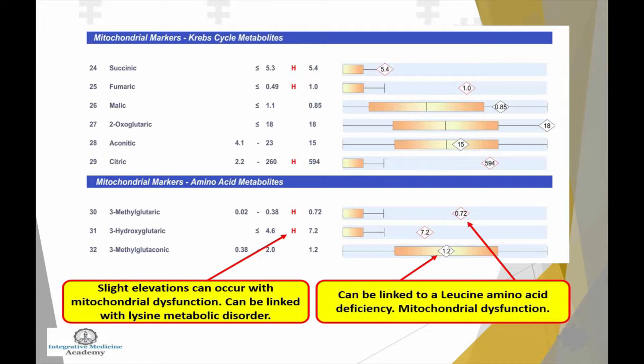In this particular example, we've got number 31, for example, 3-hydroxyglutaric. Again, the level is just mildly high. This certainly indicates mitochondrial dysfunction, but in extreme cases, when these levels get extremely high, okay, there might be some kind of lysine metabolic disorder. Okay, again, most of the time you're dealing with numbers that are fairly low. 30 and 32 could be linked to what's called a leucine amino acid deficiency. Again, typically the levels in most cases are fairly low, so we're dealing with just a mitochondrial dysfunction being triggered by something else.